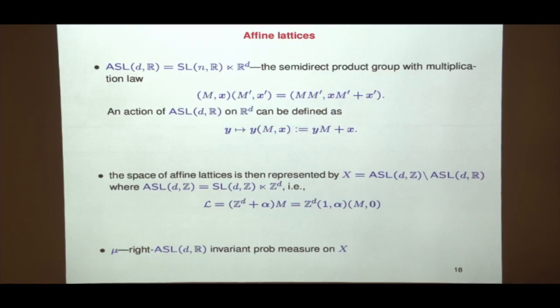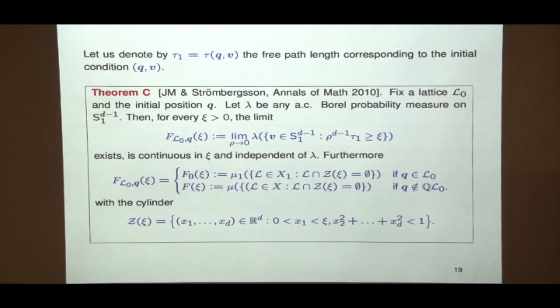The upshot is that the new Lie group that we need to work with here is a semi-direct product of SL(d,R) and the group of translations. Here are all the definitions. Everything's the same. You again get a probability measure on this space, which is invariant under your group ASL(d,R). And so here you see how this comes in.